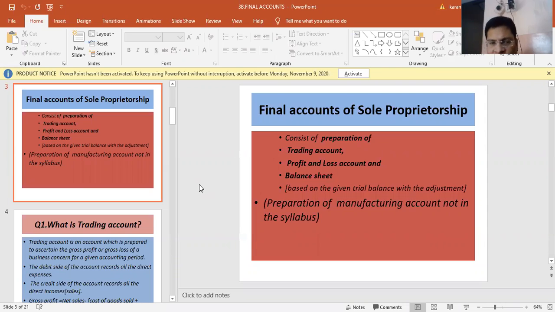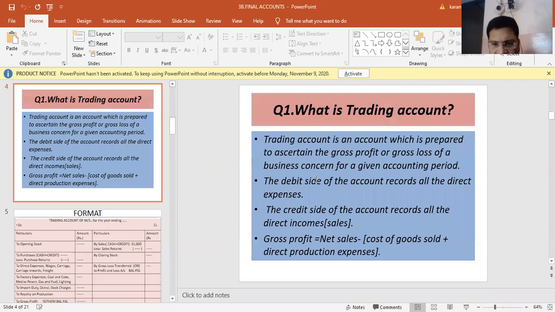Let's understand the first one, and that is trading account. First of all, trading account. So what is a trading account? Let's understand that first. Trading account is an account which is prepared to ascertain the gross profit or gross loss of a business concern for a given accounting period. The debit side of the account records all the direct expenses. The credit side of the account records all the direct incomes.